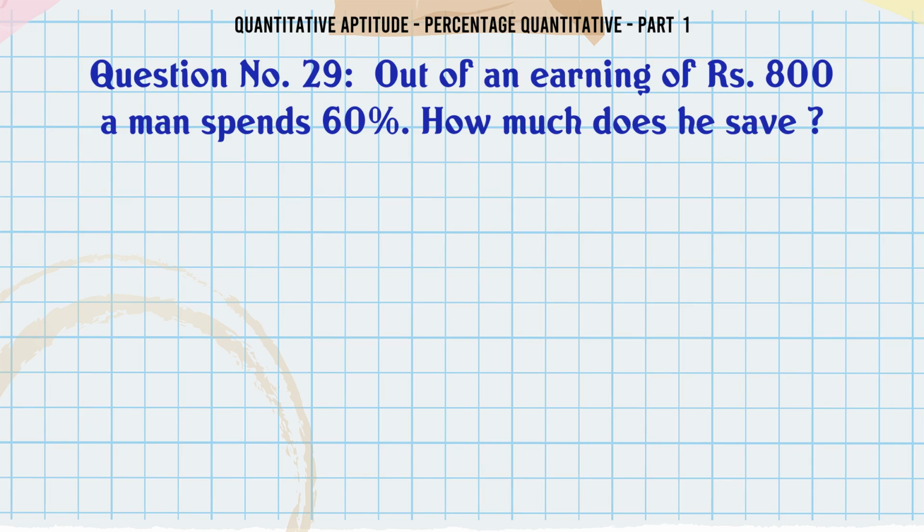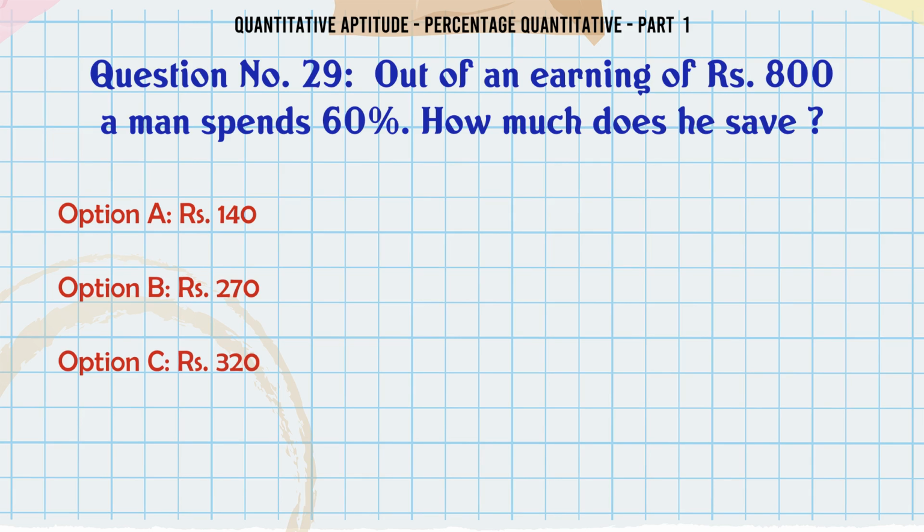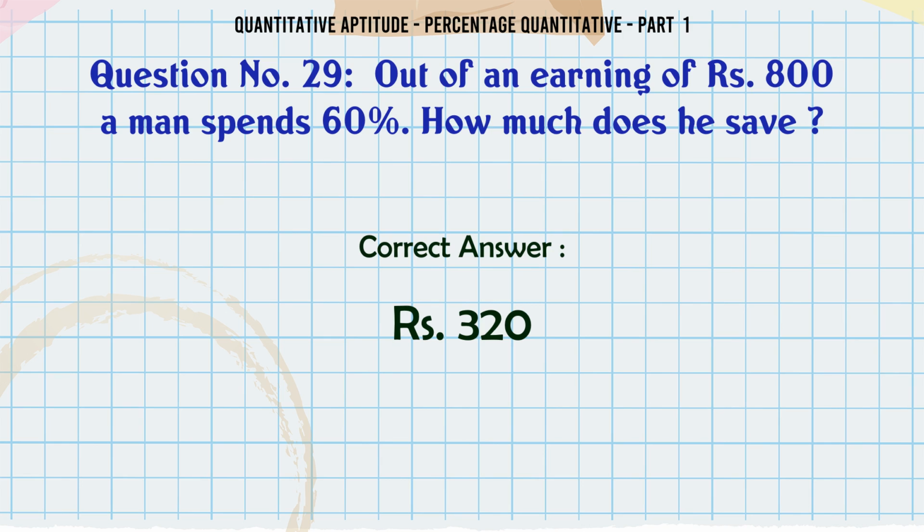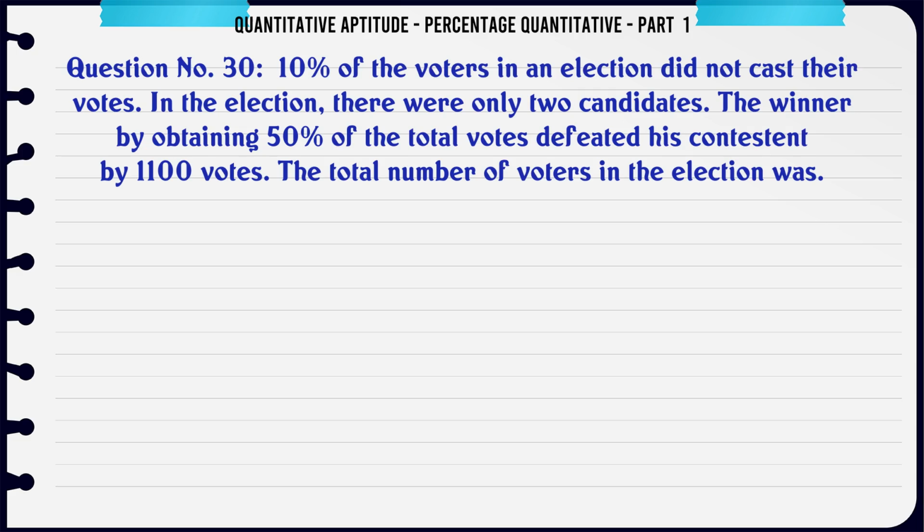Out of an earning of 800 rupees, a man spends 60%. How much does he save? A. 140 rupees, B. 270 rupees, C. 320 rupees, D. 410 rupees. The correct answer is 320 rupees.